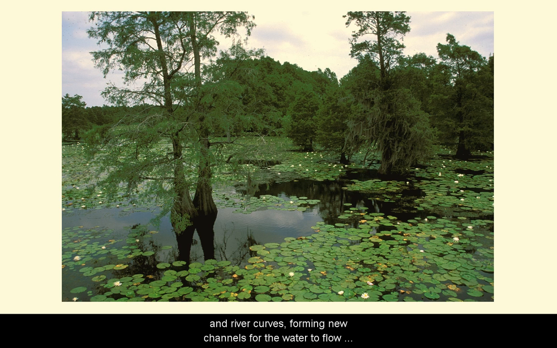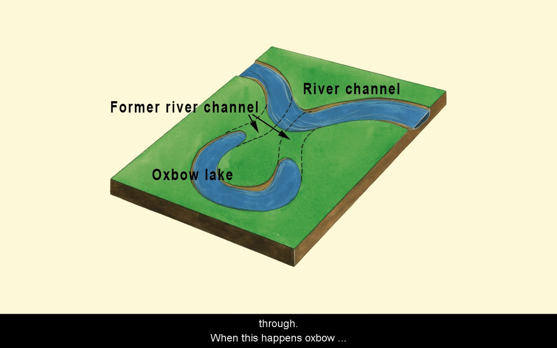Floods can cut across stream and river curves, forming new channels for the water to flow through. When this happens, oxbow lakes form in the cut-off loop of the stream channel. As the oxbow lake fills with sediment, they become wetlands. This is the same process that forms resacas in the Rio Grande Valley. As these lakes fill naturally with sediment, they transition from lakes to wetlands and then to dry land over many years.